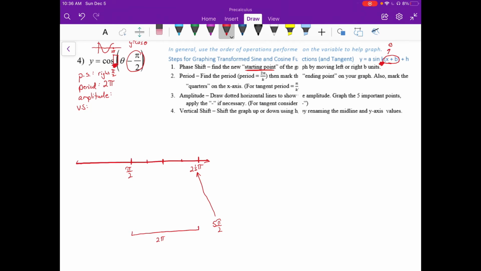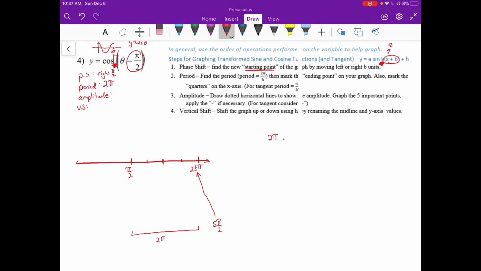What we can do to find these different points, there's a couple different methods, but here's a pretty straightforward one. People don't like this sometimes because of the fractions involved, but it does work. So we're splitting this into quarters. So we're going to take 2 pi and we're going to split it into quarters. So what is a quarter of 2 pi?